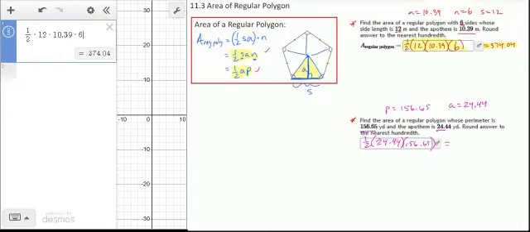And if we calculated our answer, we get 1/2 times 24.44 times our perimeter, 156.65, and we get our answer to be 1914.263 as our solution. All right, any questions on those?